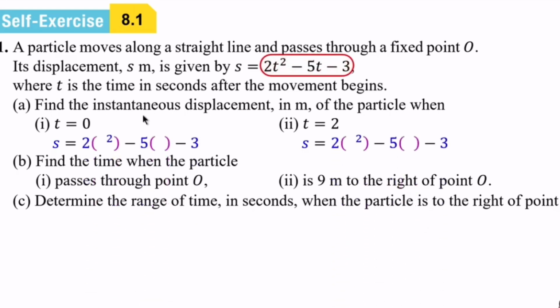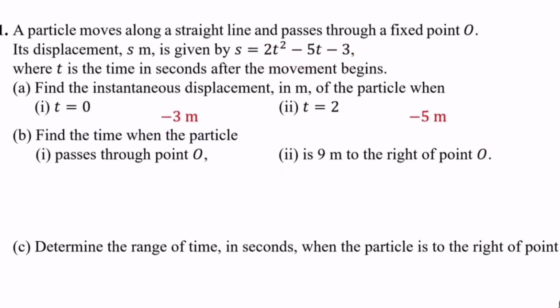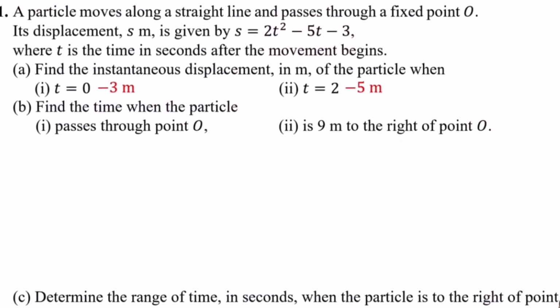Let's discuss the self-practice. 8.1. A particle moves along a straight line, passes through a fixed point O. Its displacement in meter is given by s equal to 2t squared minus 5t minus 3. So we are going to solve. A. Find the instantaneous displacement in meter of the particle when t equal to 0. After we substitute, we will get negative 3 meter, and for t equal to 2, we will get negative 5 meter.